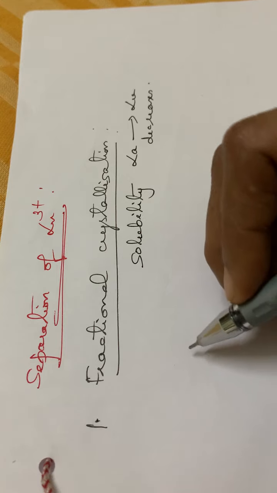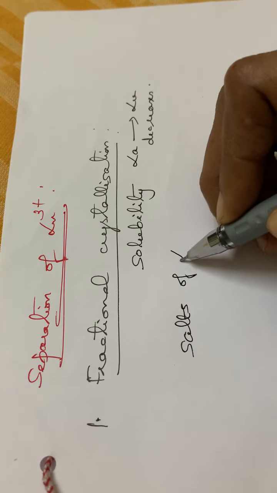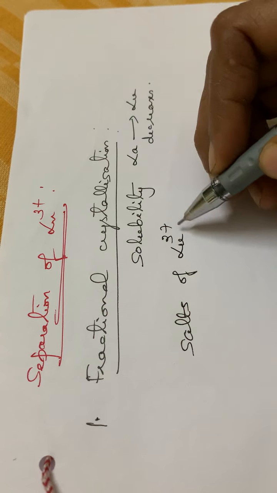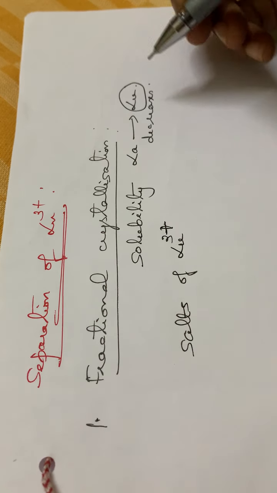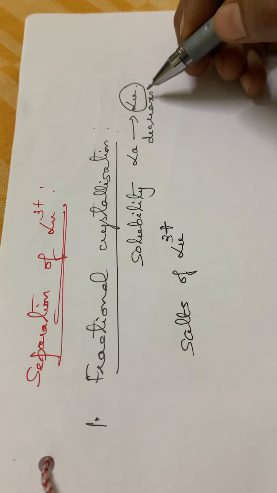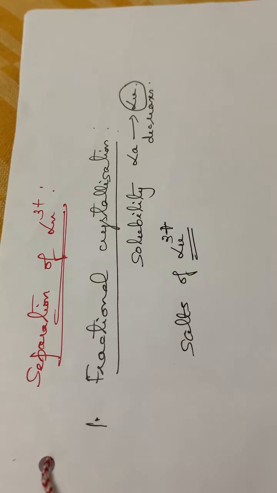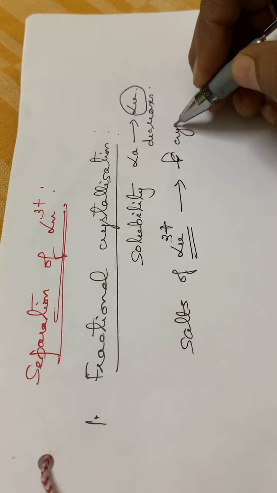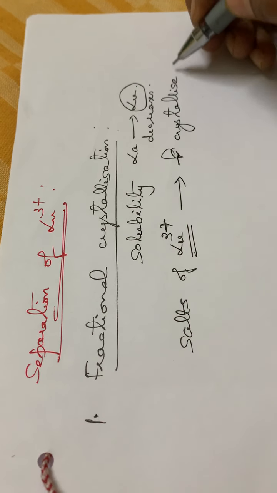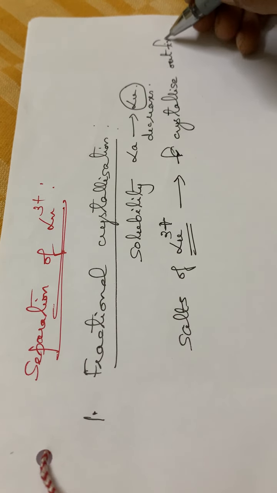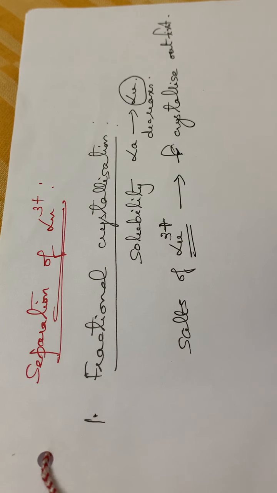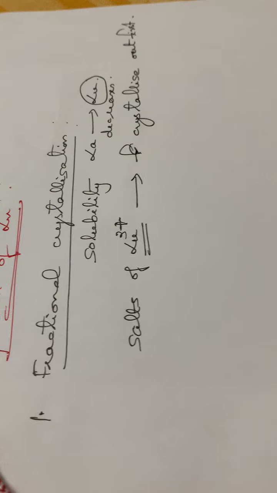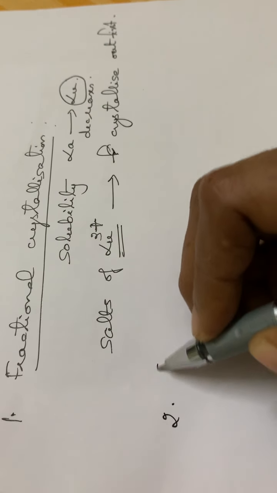That means the salts of lutetium will be coming at the end of the series, isn't it? At the end of the series, this lutetium ion, and also its size is very small, isn't it? So what happens is that the salt of lutetium will crystallize out first. Then simple salts and double salts also use this fractional crystallization technique. Then the second one, that is complex formation.